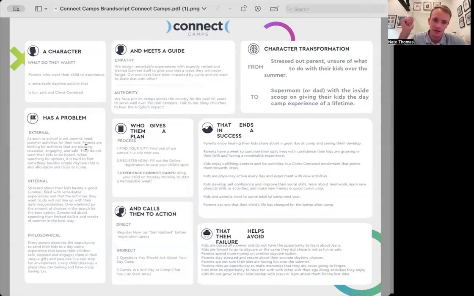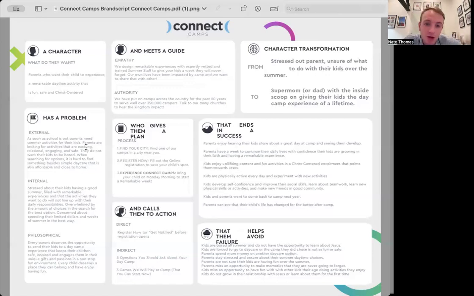So we know that our character has a problem. We have a character and we've really clearly articulated what the problem is. But now they're going to meet a guide. The guide is that organization. So this is where you can really show them how it's going to benefit them and establish yourself as the expert in who they are and what they're feeling.